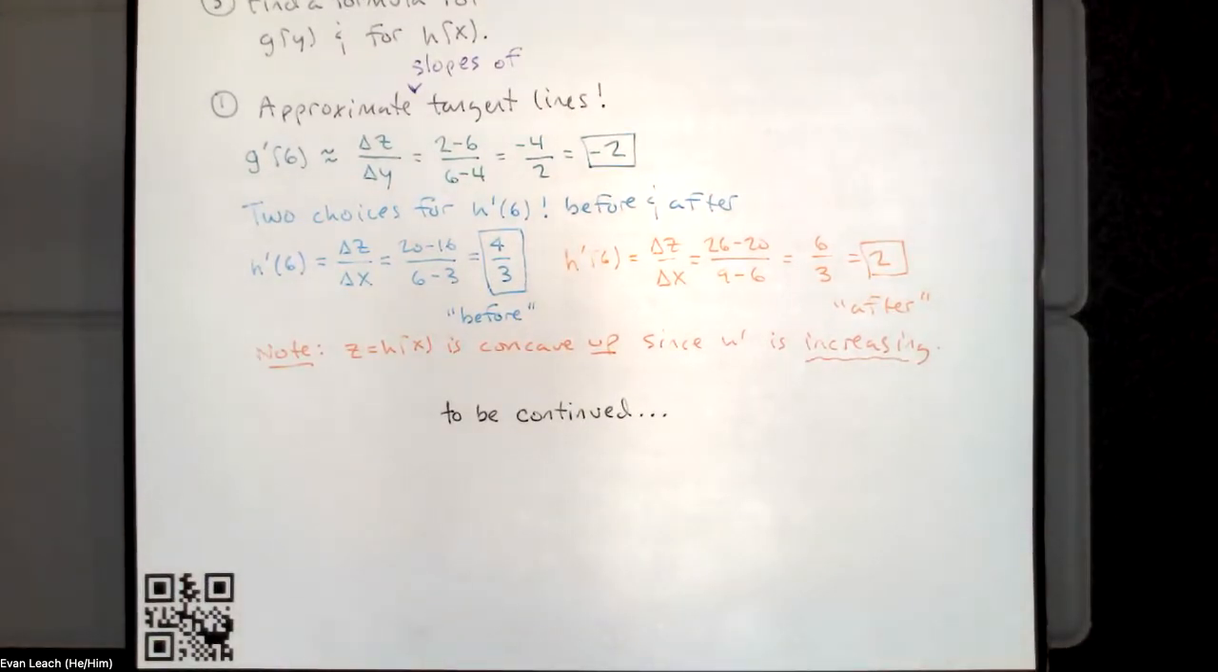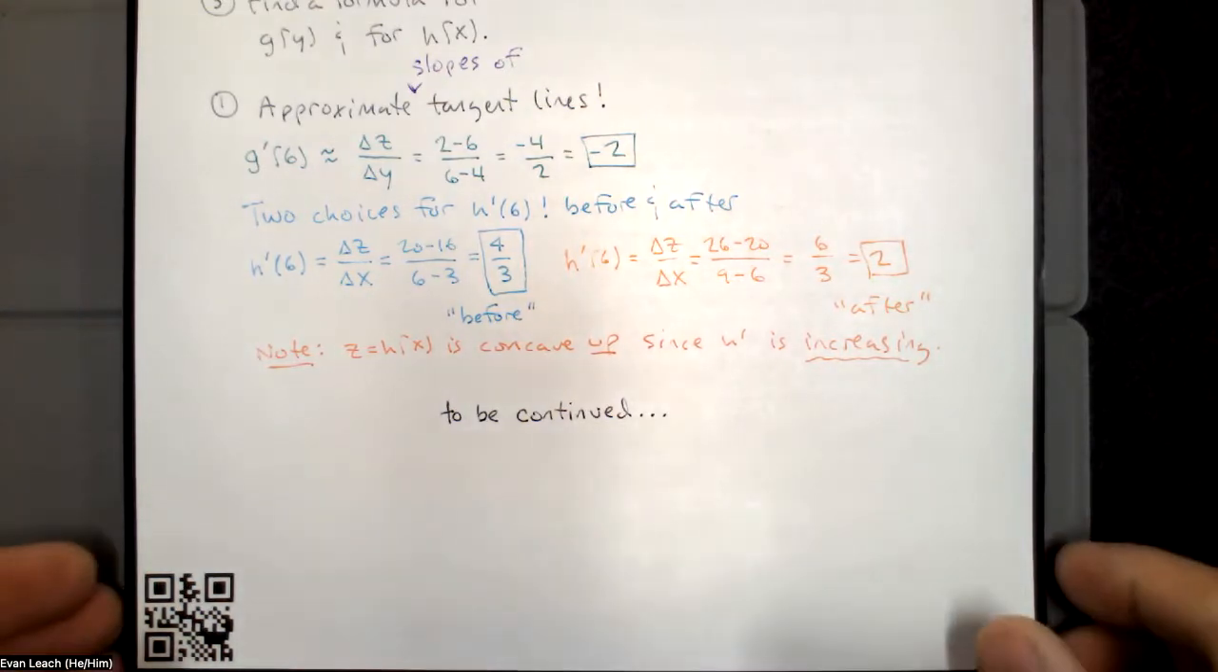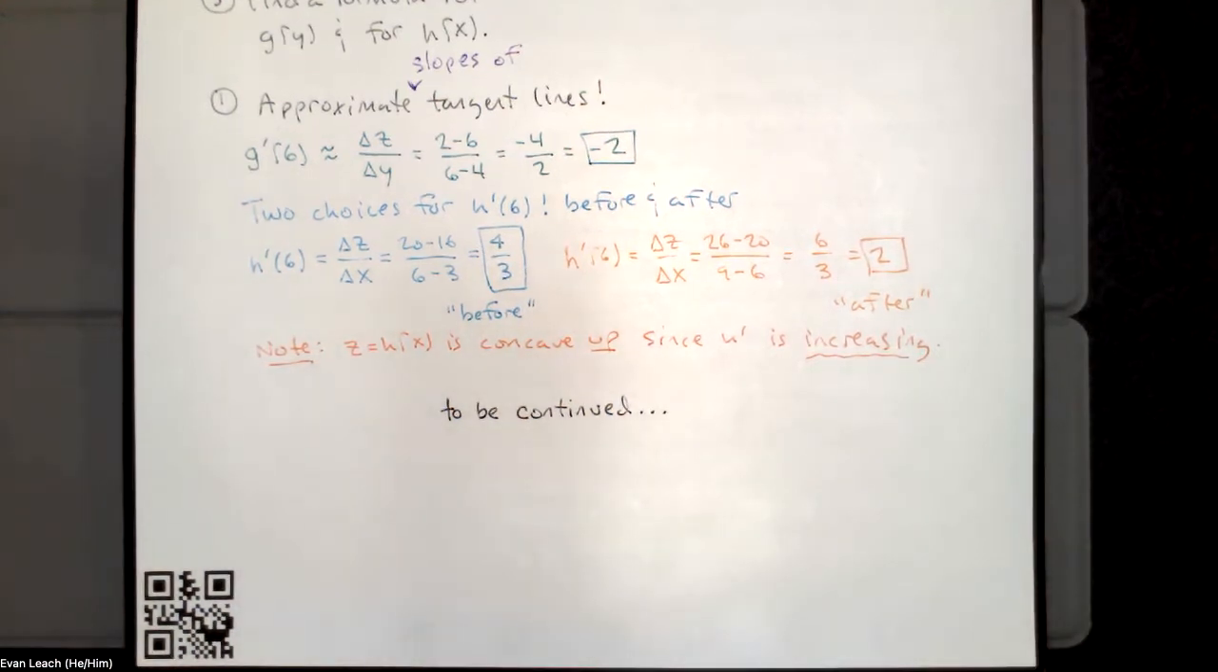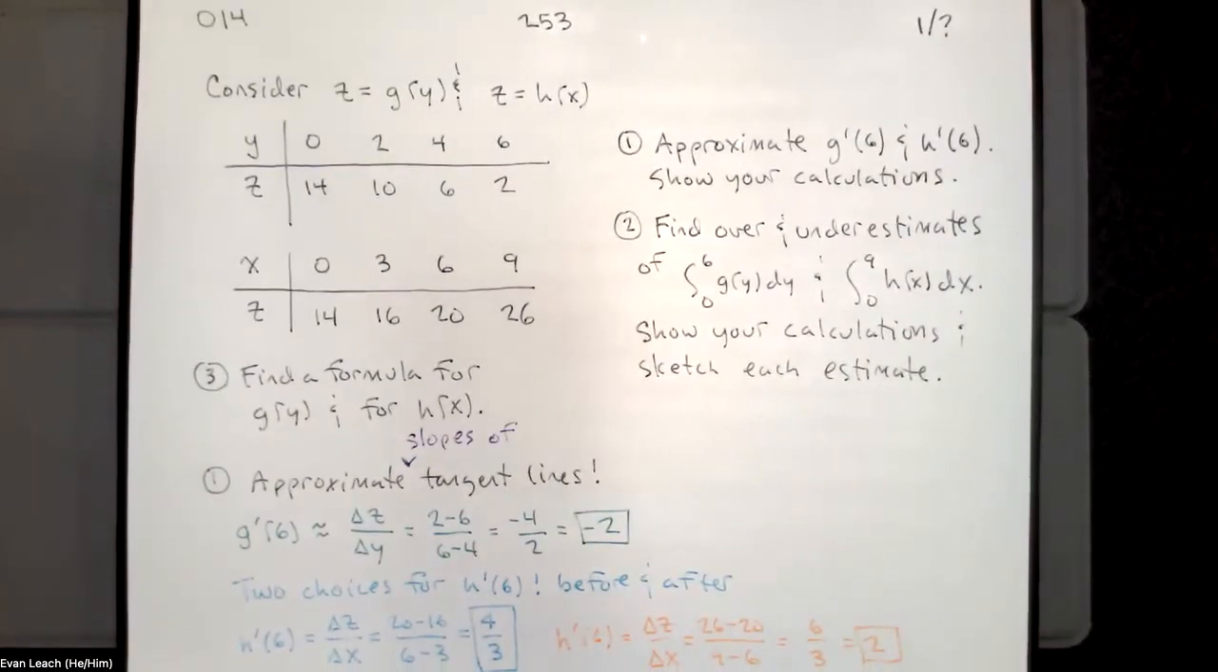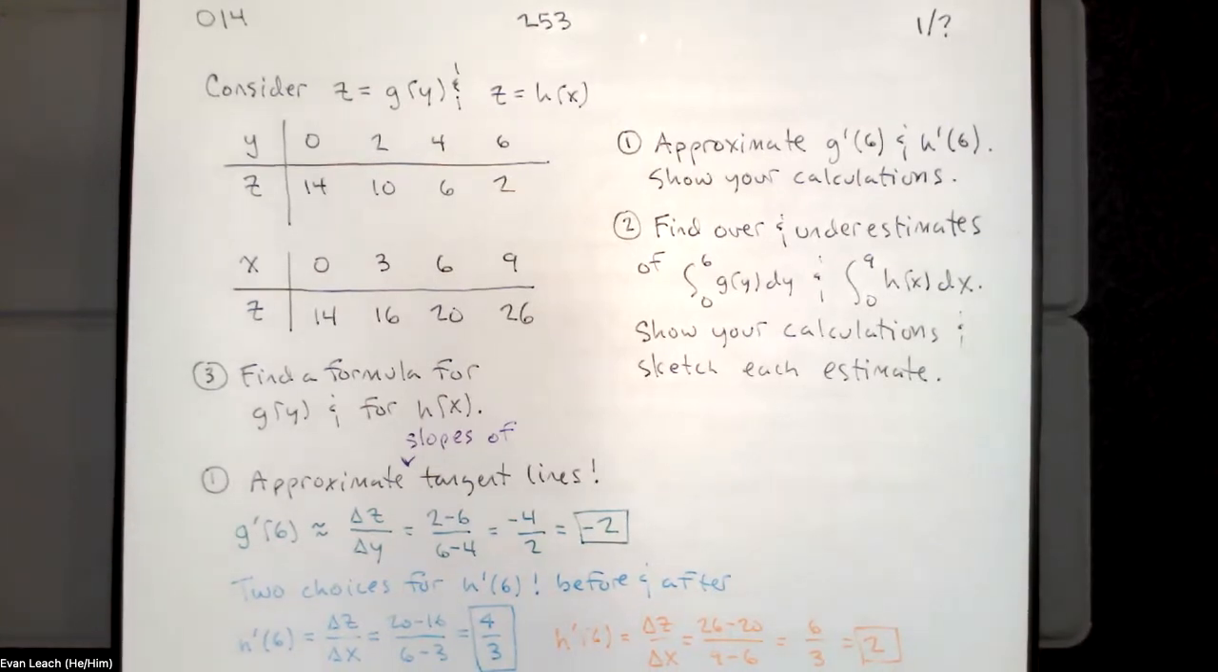So today we want to look at finding the area under a curve and above an interval. So let's take a look at the integral from 0 to 6 of g of y dy. We can find over and under estimates by assuming that the function is constant on each interval. In the case of g of y, we're going to assume that it is constant on each 2-unit interval, because this is the simplest thing that we can do.